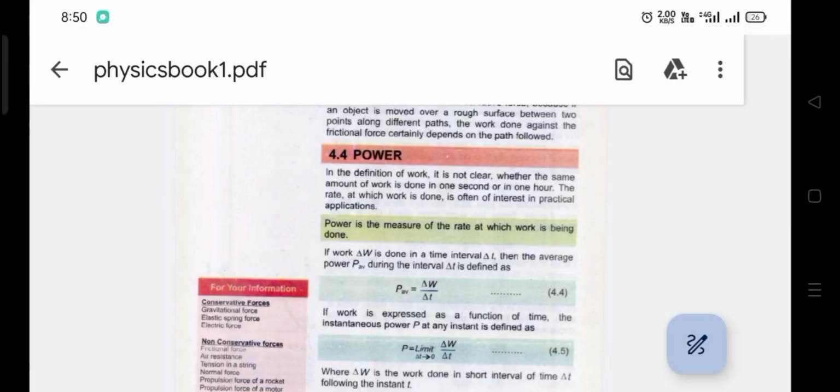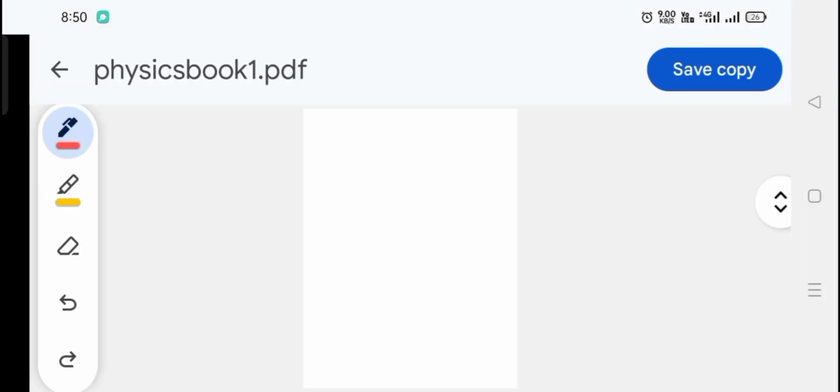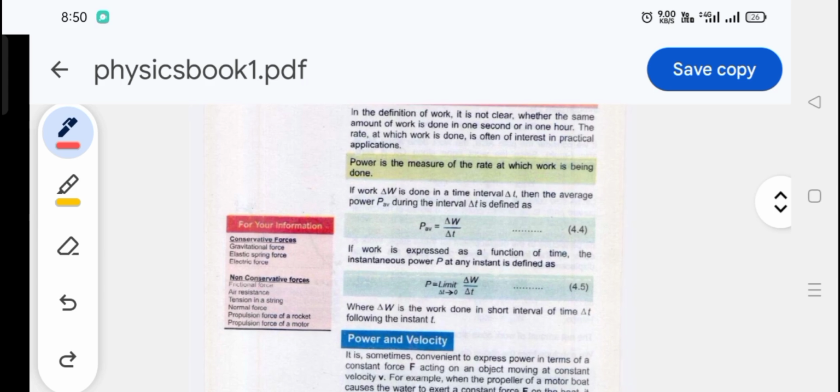And welcome back. In this video we will discuss power. First we will see its definition. What is power? Power is the measure of the rate at which work is being done.